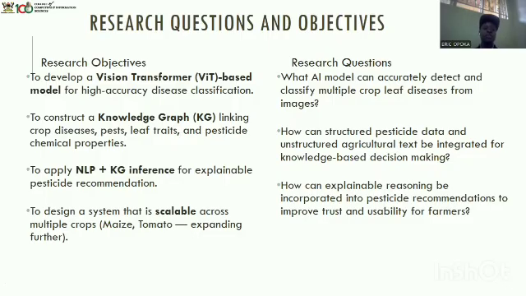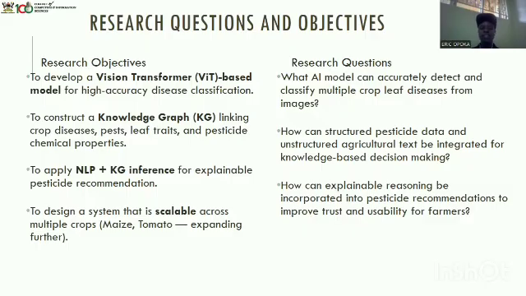So in this case, our research objectives: develop a vision transformer-based model for high accuracy disease classification. We have to train our system on the vision transformer model, so the vision transformer detects diseases with high accuracy. Next, we have to construct a knowledge graph linking the 4 different nodes we shall use in the system, which are the crop diseases, pest, leaf traits, and pesticide, and also the chemical properties.